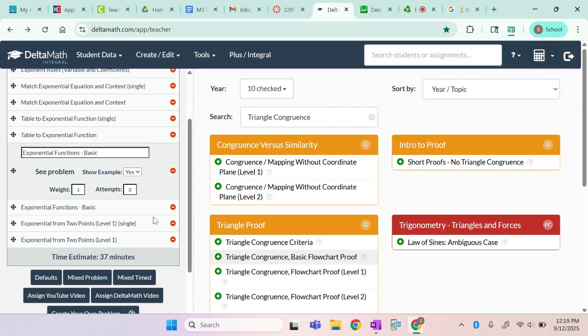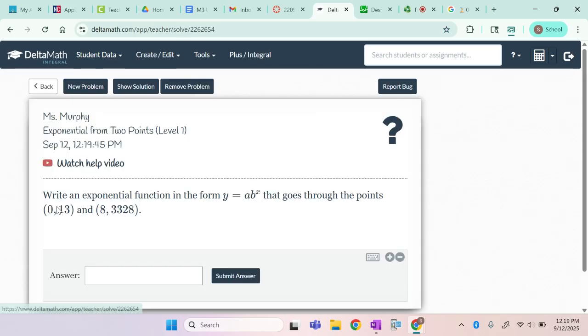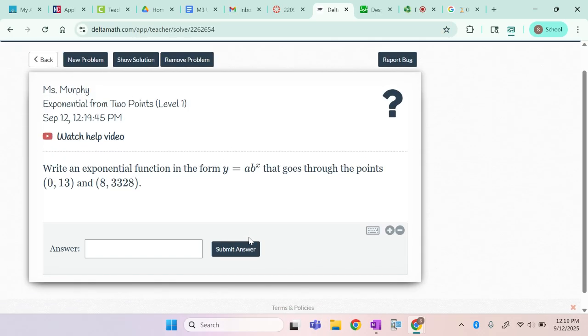All right, last one that we're going to do together. So we're going to go to exponential from 2 points, the very first one that's listed. So it's the second from the bottom. So it should be this problem.